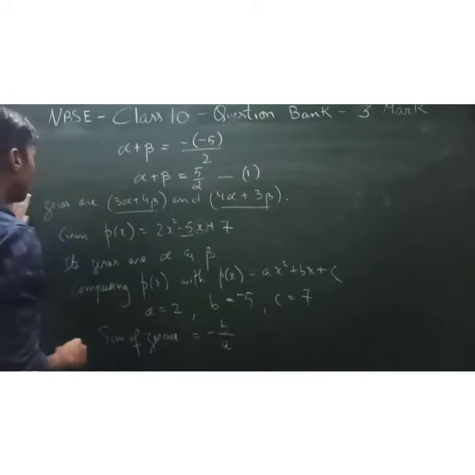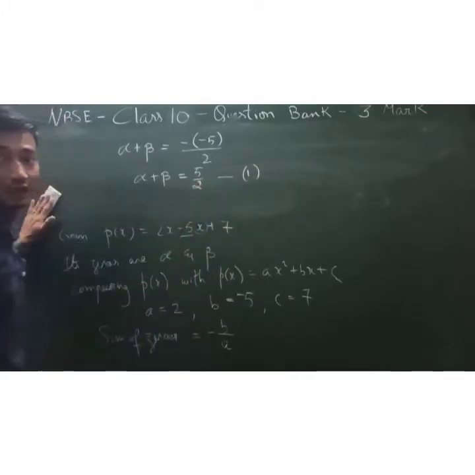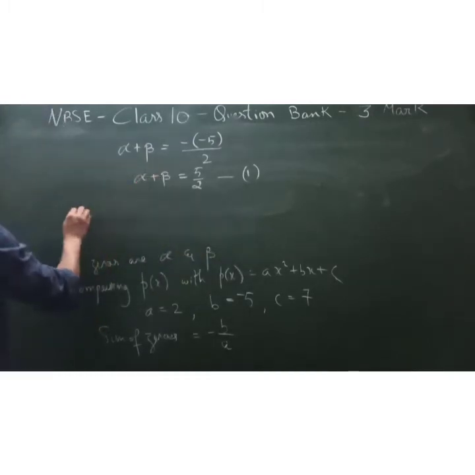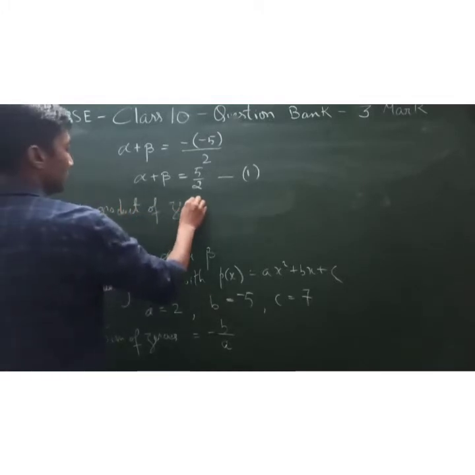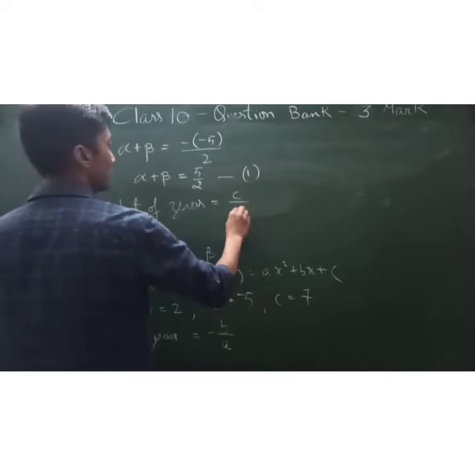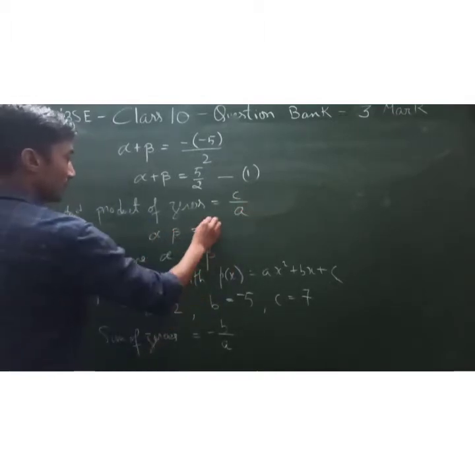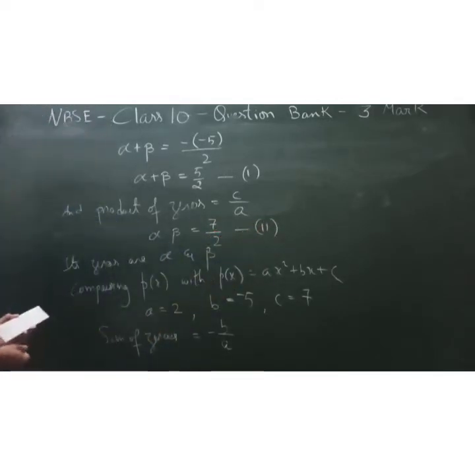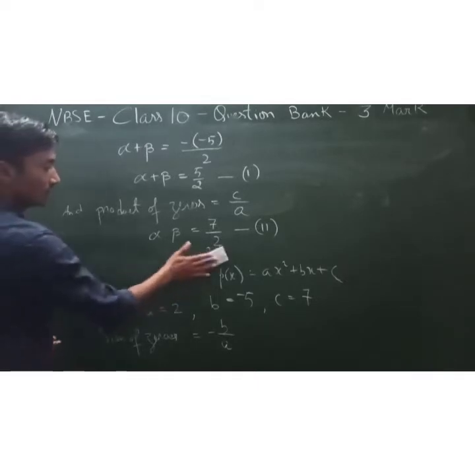Beyond this we cannot solve, but definitely I believe that we will be requiring this condition. So we'll mark that as equation 1. And product of zeros is given by c by a. So product of zeros means alpha into beta. The value of c is 7 and a is 2, so 7 by 2. So these are the informations that we can derive from the question.